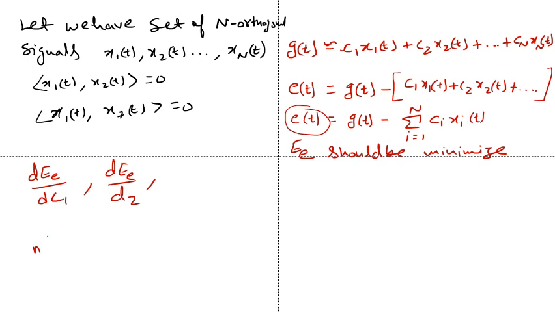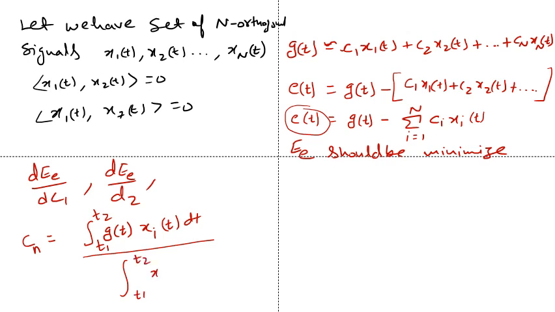So finally, the expression of cn will be equal to the integral of g(t), the original signal, times x_i(t), with limits from t1 to t2, divided by the integral from t1 to t2 of x_i squared(t) dt. Obviously, i is 1, 2, till capital N.